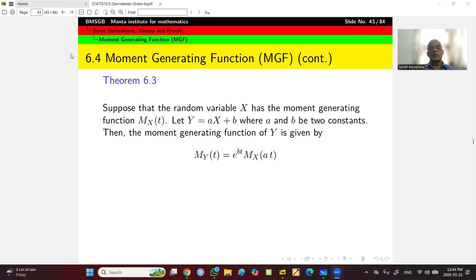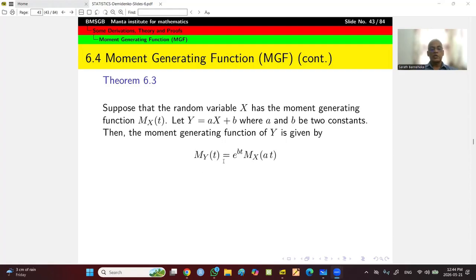So suppose x is a random variable, it can be continuous or discrete. Suppose we know the probability mass function or the density function, or suppose we know the moment generating function of x. Let us say y is equal to a times x plus b, which is a linear transformation of x. Then we can easily obtain the moment generating function of y using the moment generating function of x as follows.